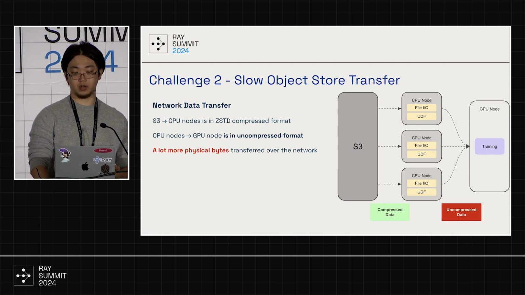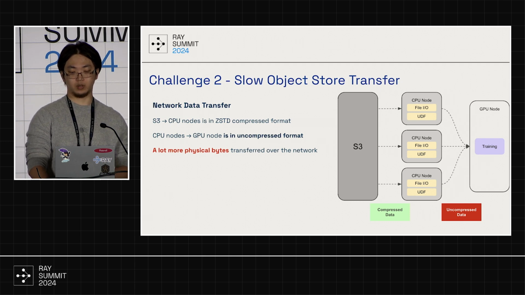But once the CPU node reads and processes the data and tries to send it to the GPU node, we found that it lives in uncompressed format, because by default, the object store doesn't provide any compression method. So now a lot more bytes have to be sent from CPU to GPU, and this causes a lot of severe bottlenecks here.